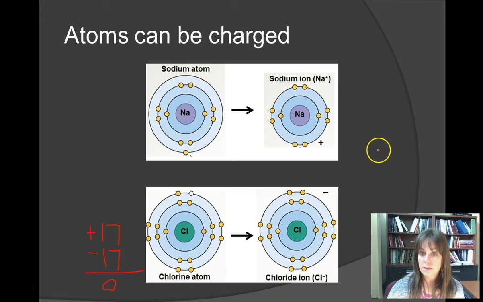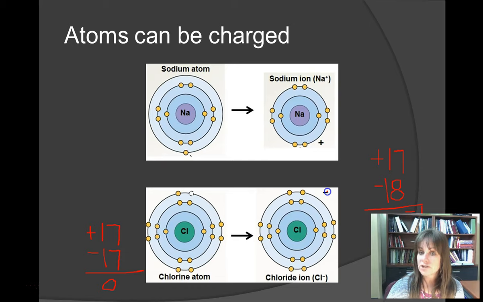It's still chlorine, so we still have 17 protons. But now, over here we had 17 electrons, but now we've gained 1, so now we have 18 electrons. And so, 17 minus 18 gives us a negative 1. Okay, and so that's what this negative charge is over here. It's negative 1.